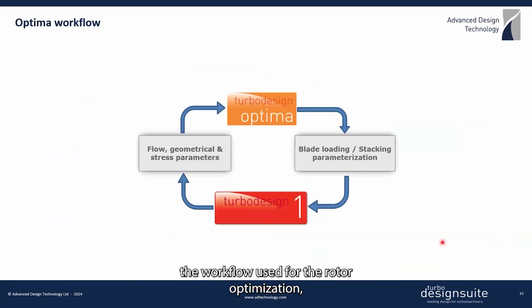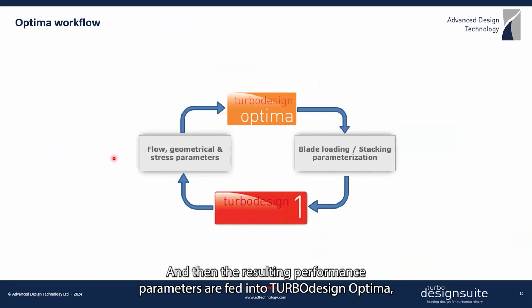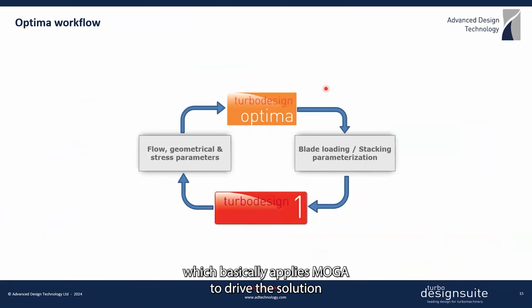So here is the workflow used for the rotor optimization, where the blade loading and stacking parameters are used to generate the blade shape in Turbo Design 1, and then the resulting performance parameters are fed into Turbo Design Optima, which basically applies MOGA to drive the solution towards the optimum design.